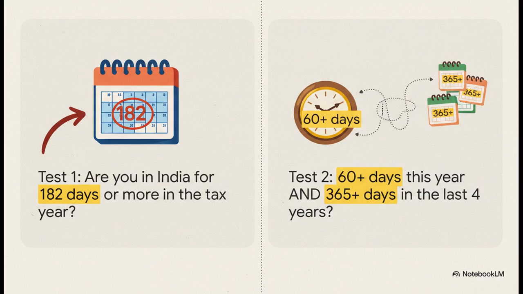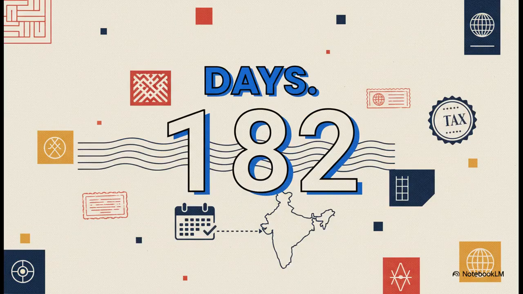This one's a little more involved. It looks at whether you are in India for at least 60 days this year and a total of 365 days over the last 4 years. Remember, you only need one to pass. Yeah, this one's a piece of cake. 182 days. That's the magic number, about 6 months. If you cross that line in a tax year, that's it. You're a resident. No ifs, ands, or buts.